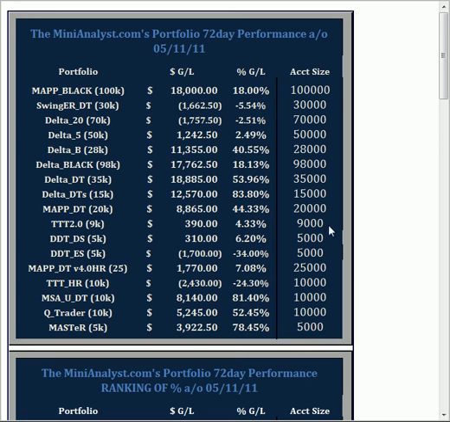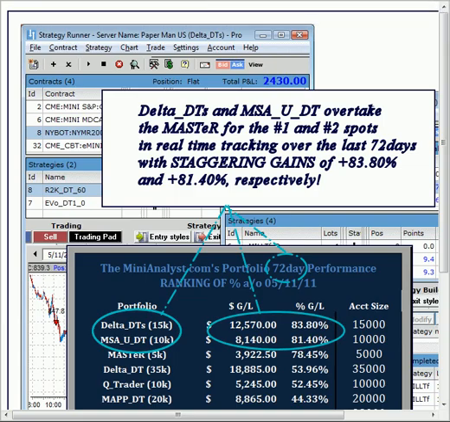It was up 68% or so for a couple of weeks, and picked another beautiful winner, up 78%. So it was really, while our other portfolios were chopping around a little bit, up 30, 40, 50% or so, it was just sitting atop the portfolios. Well, it just got overtaken actually by the Delta DTS and the aforementioned MSAU DT.